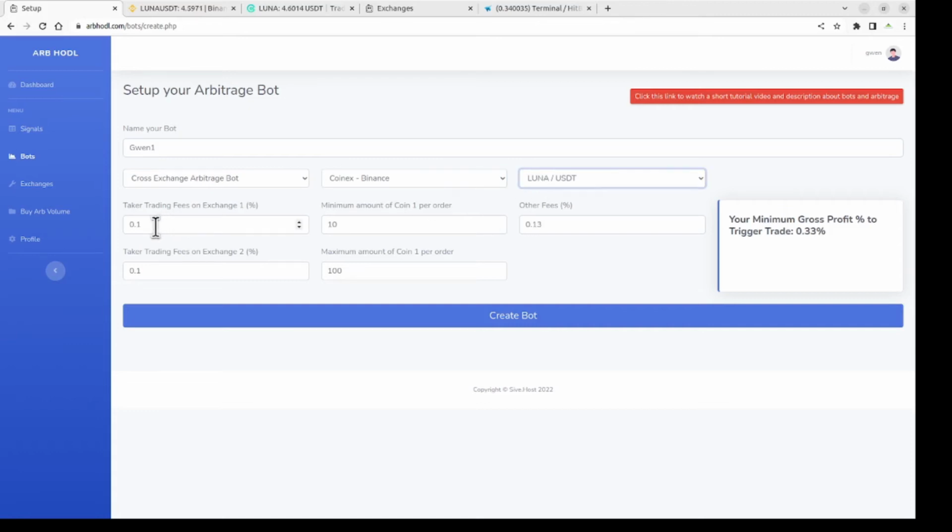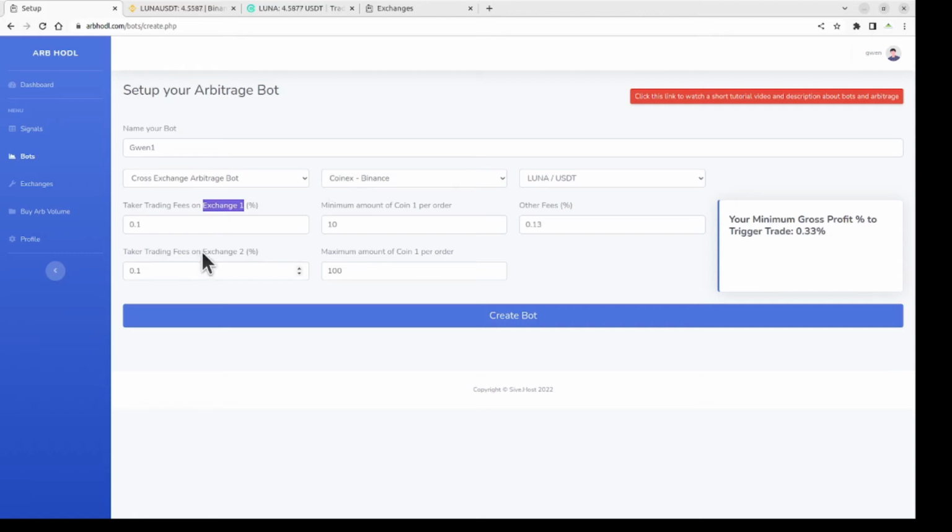Now, this 0.1 is the taker trading fees on Exchange 1. Exchange 1 is the one on the left side of the hyphen or minus sign. So this is the taker trading fees at Coinex. Now this other 0.1 is the taker trading fees on Exchange 2. Exchange 2 is the one on the right side of the hyphen or minus sign. So this is the taker trading fees at Binance.